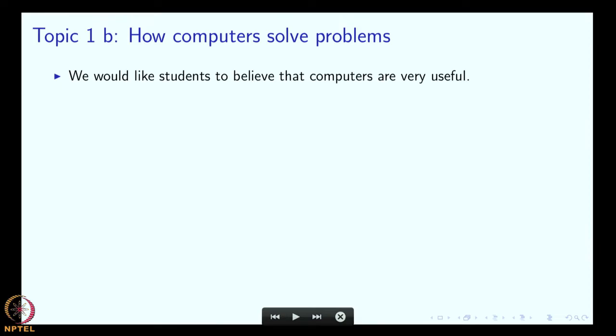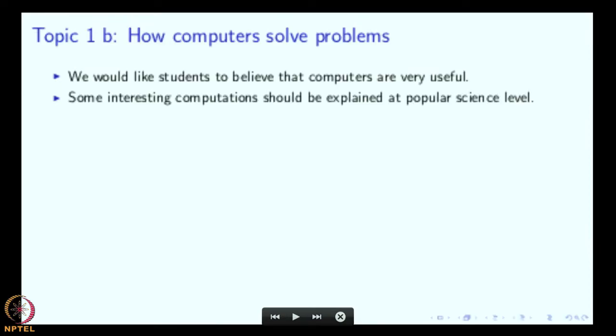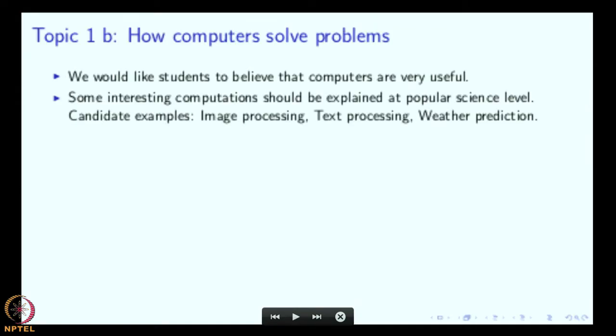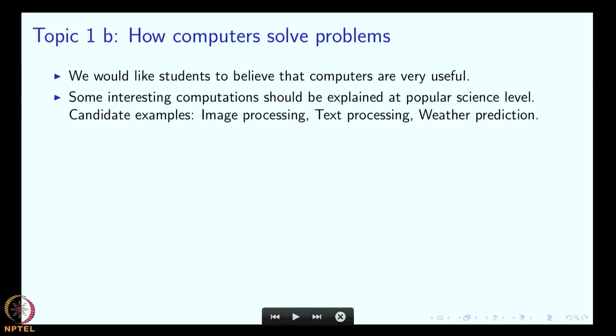So we want our students to believe that computers are very useful. What we should do is show them some interesting computations, and explain how computers work on those computations at a very high level, sort of like a popular science level. Some examples we could do are image processing, text processing, maybe weather prediction. These are my favorite examples. You could develop your own as well, but these examples are also developed in the book that we have been mentioning.